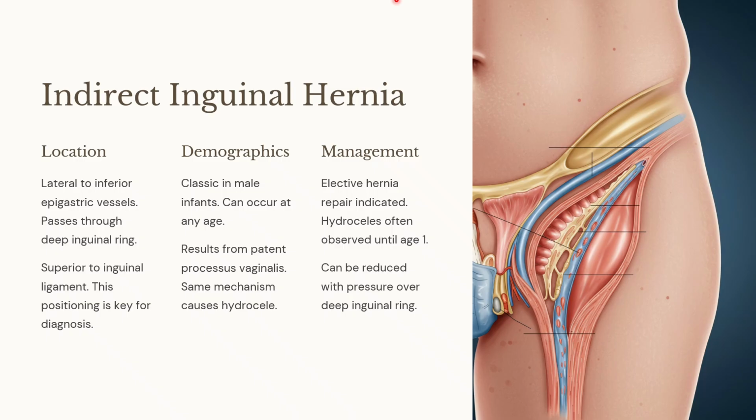This can result from patent processus vaginalis. The same mechanism causes hydrocele. So here elective hernia repair is indicated in all hernias. But if that is a hydrocele, then it can be observed until age 1, because the patent processus vaginalis can get obliterated on its own. How do we diagnose the indirect and the direct inguinal hernia clinically? The indirect inguinal hernia has to pass through the deep inguinal ring. So it can be reduced with pressure over the deep inguinal ring.